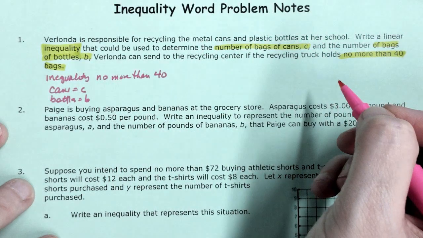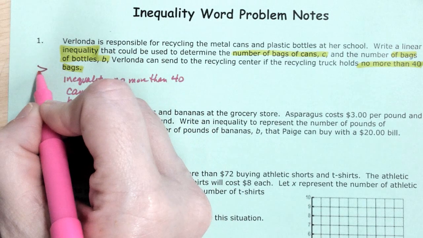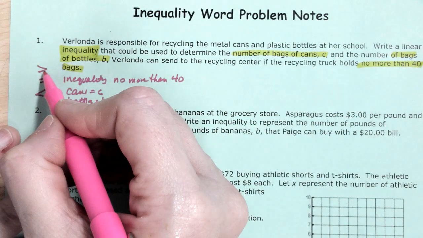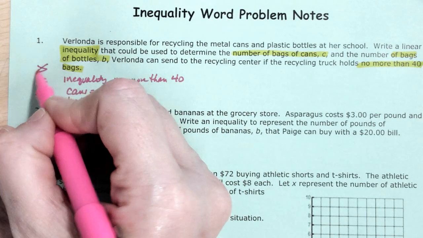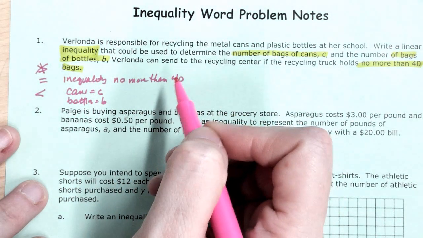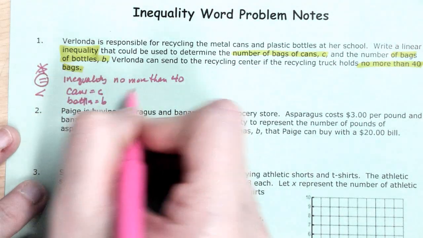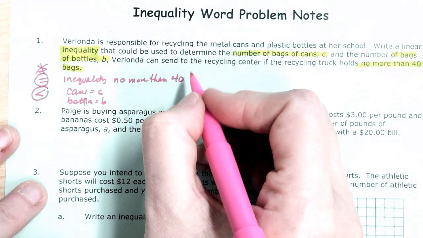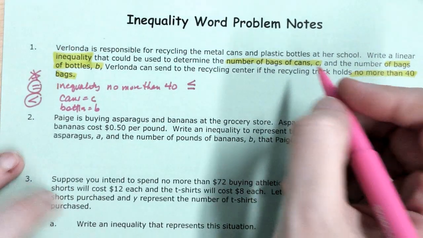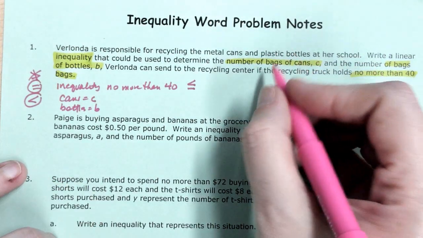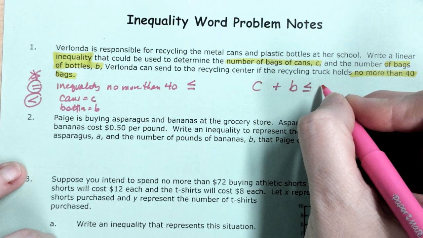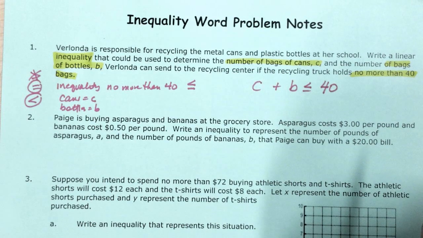Remember the strategy we learned for that: we draw a greater than, an equal, and a less than. So if I have no more than 40, does that mean I can have more than 40? Well, no. Can I have exactly 40? Well, if I can't have more than 40, I could have exactly 40. Could I have less than 40? Yeah. So my inequality sign is going to be less than or equal to. So I'm going to say cans and bottles has to be less than or equal to 40.